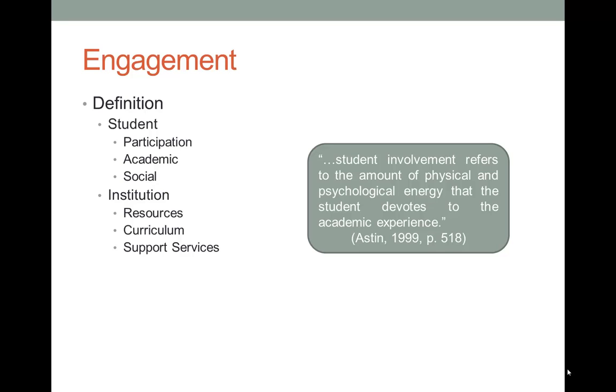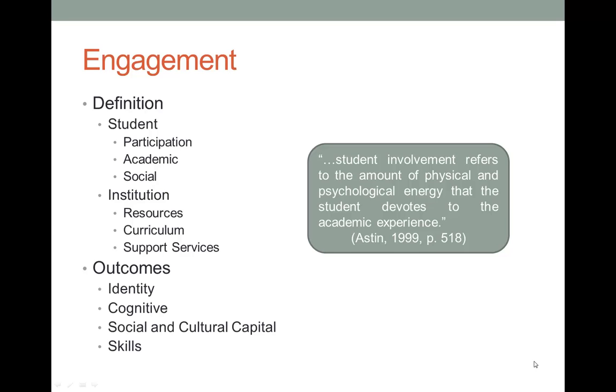But on the flip side, is an institution providing resources? Does it have the curriculum, and does it have the support services to get the student engaged? That's a very important piece. Engagement isn't a one-way street. It is a two-way street between the student and the institution. And this results in some specific outcomes. A student can come out better understanding their own identity, having an understanding of cognitive development. They've gained social and cultural capital.